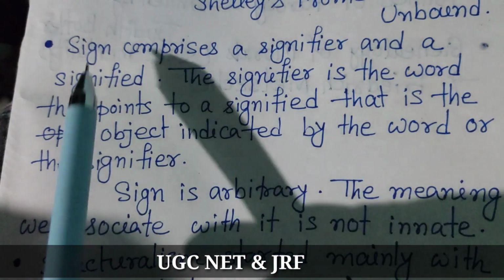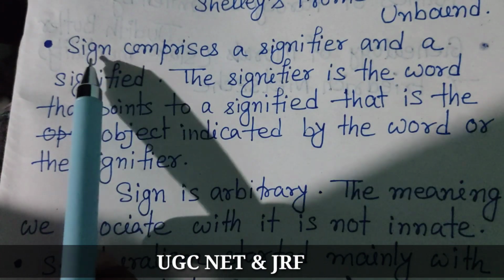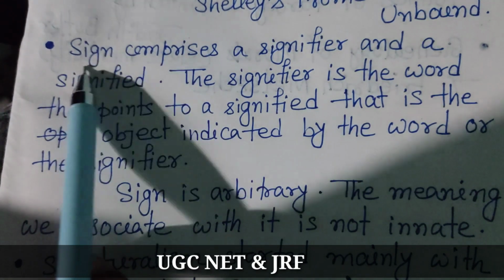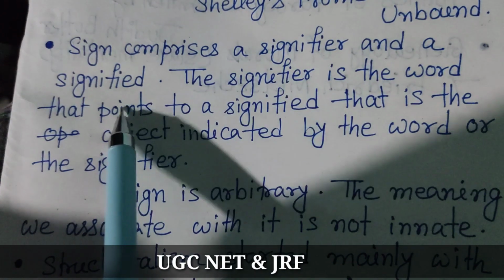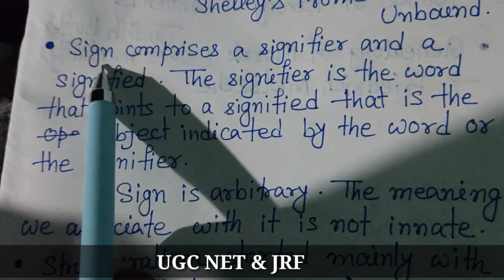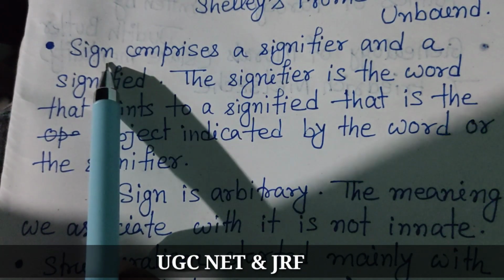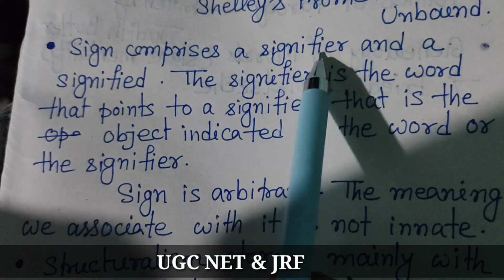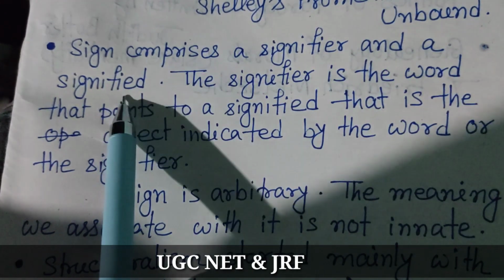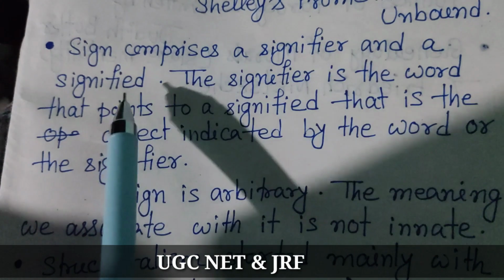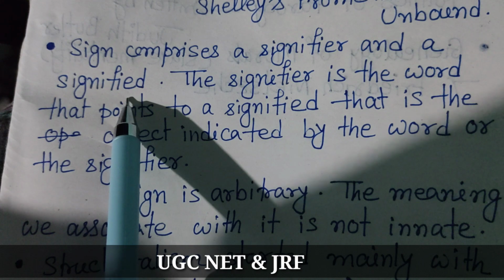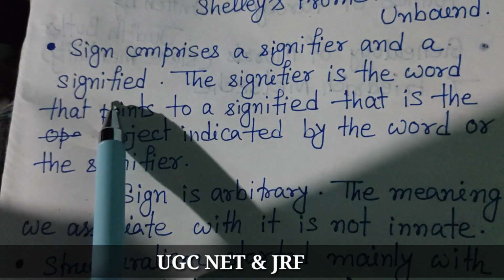So after that we are going to study sign. The sign, signifier and signified, these are all related concepts of structuralism. So sign comprises a signifier and a signified. In sign we get signifier and signified. So now we need to understand what is signifier and what is signified.